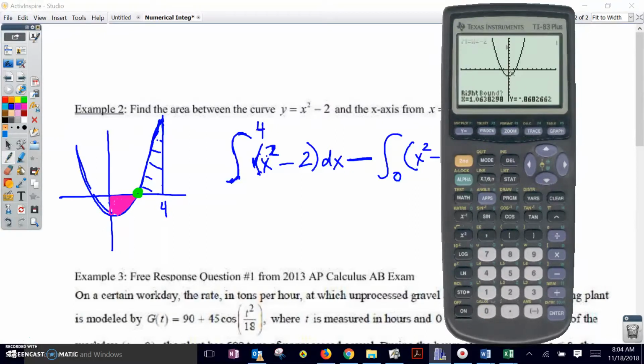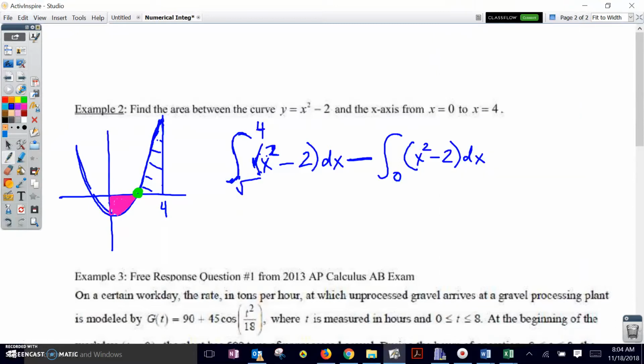Got our left bound and our right bound. And that root is at approximately 1.41422136, which, if you know your values, is actually the square root of 2. And so we're going to use the numerical integral to find these.